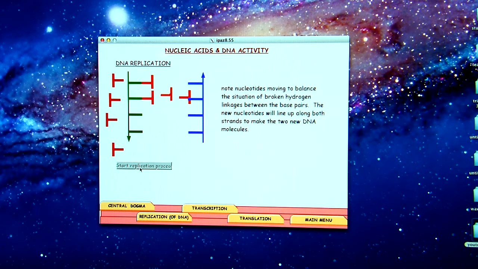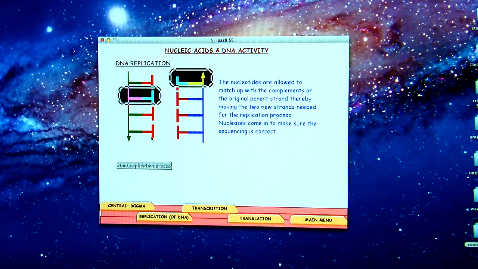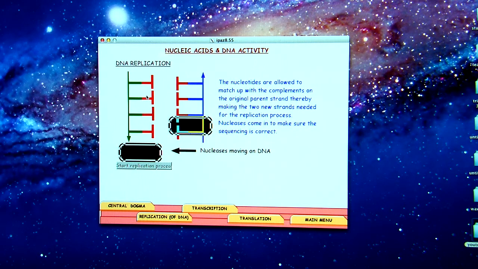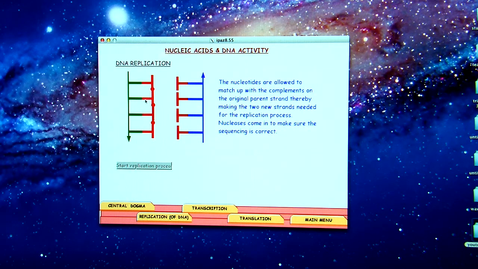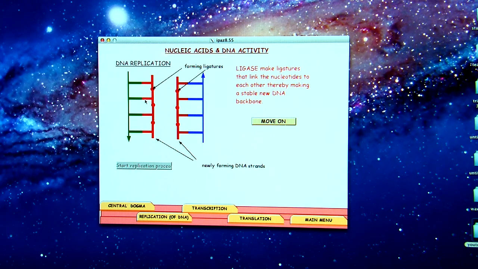Once that is complete, endo and exonucleases will come by like editors and make sure that the nucleotides are in fact in their proper place. If not, they can actually be removed. The endonucleases can remove one nucleotide at a time. The exonucleases can remove 100 at a time.